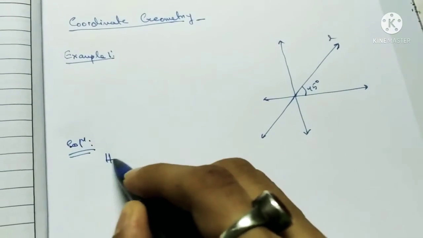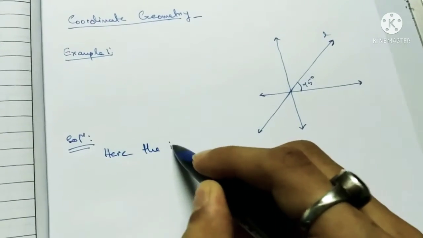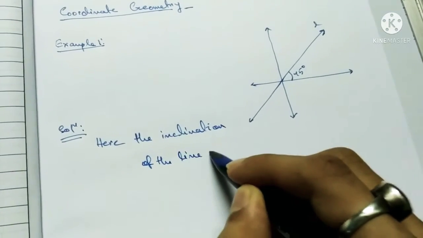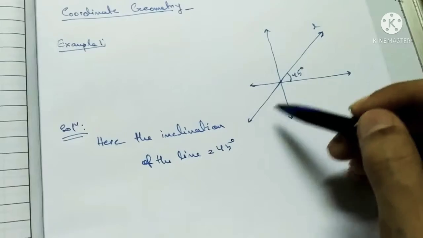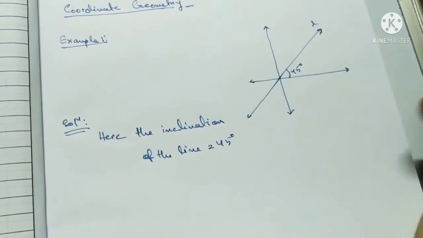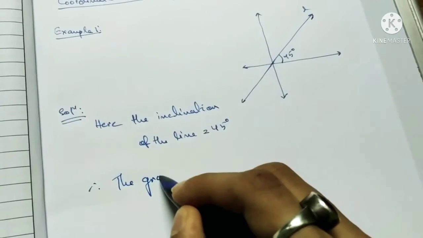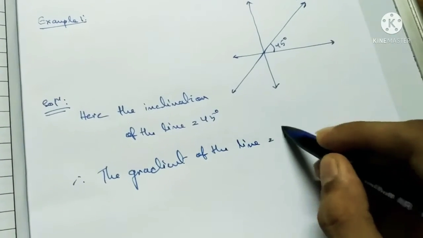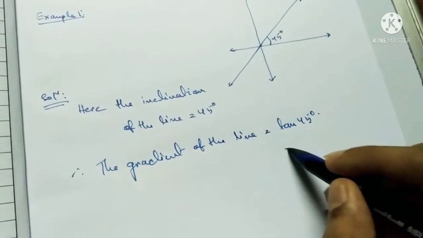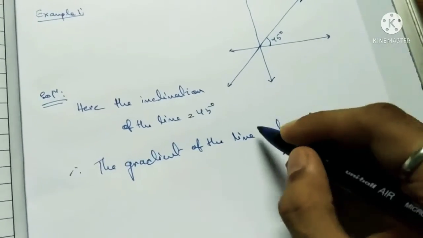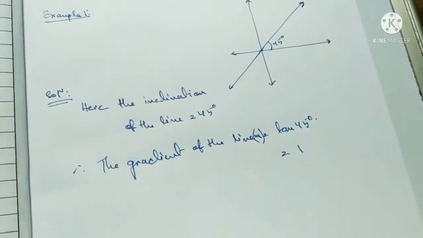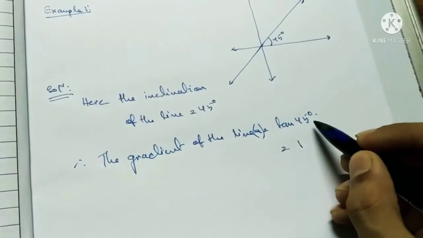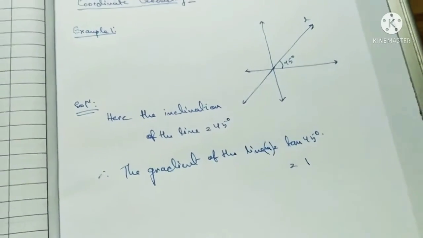Solution: first of all I will write the inclination of the line. The inclination of the line is equal to 45 degrees, and therefore the gradient of the line is tan 45 degrees, and tan 45 degrees is 1. The gradient of the line is denoted by the small letter m. So m is equal to tan 45 degrees is equal to 1. This is all.